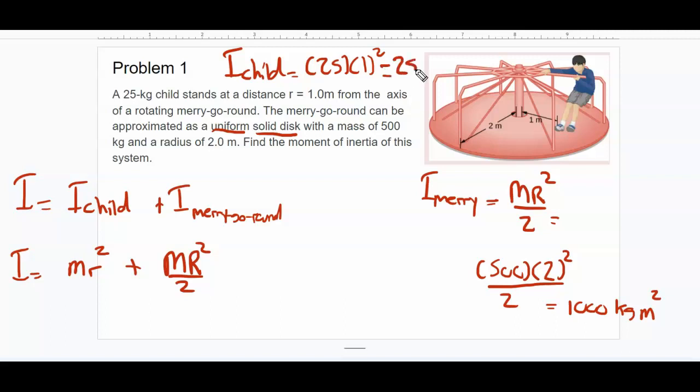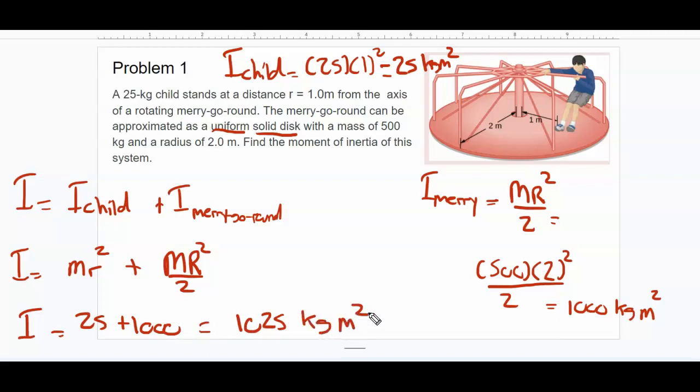And so for the child, it would be 25 kilogram meters squared. Okay, so what is the moment of inertia of the entire thing? That would be 25 plus 1,000, which is 1,025 kilogram meters squared. Okay, and that is how you calculate the moment of inertia for a system where you have more than one object.